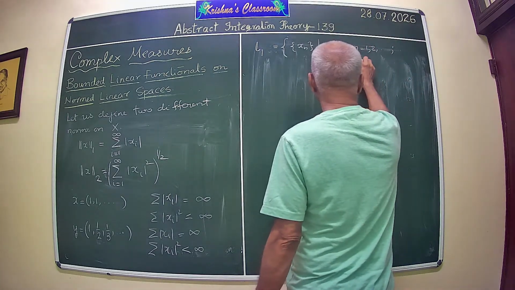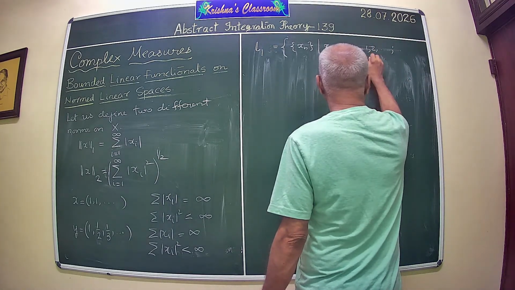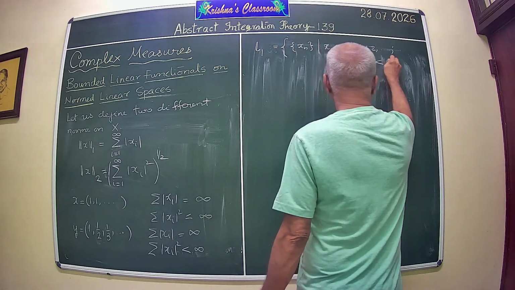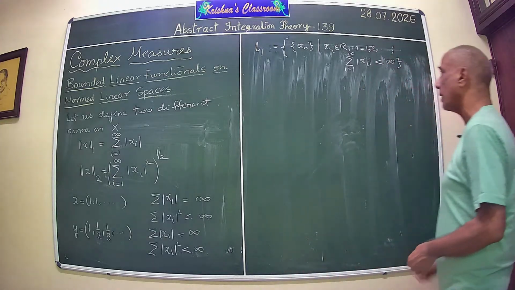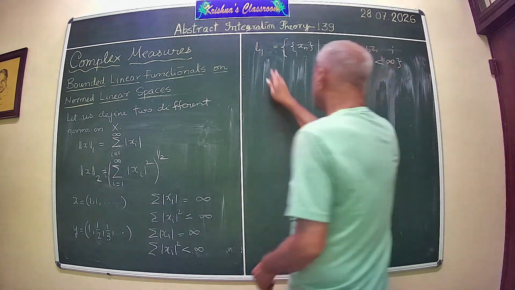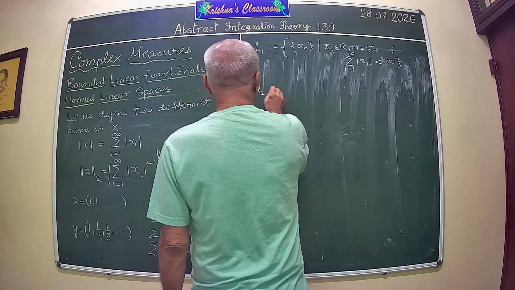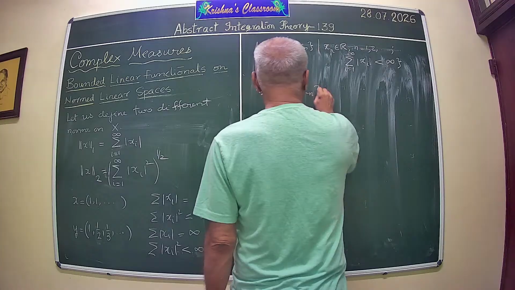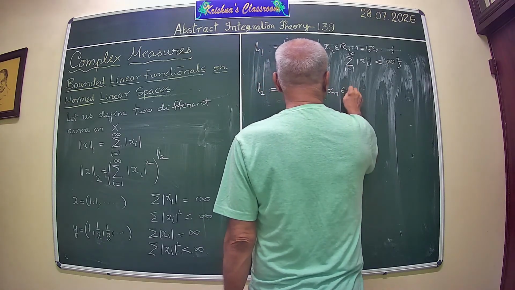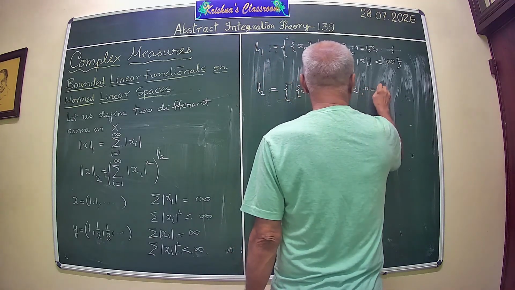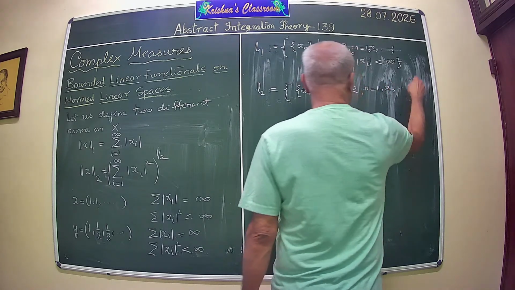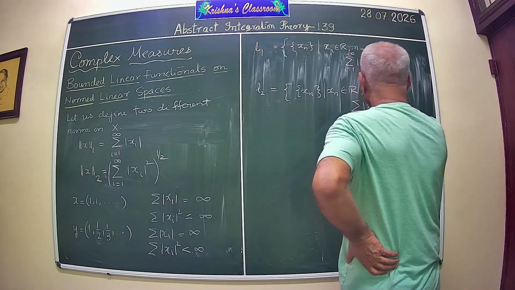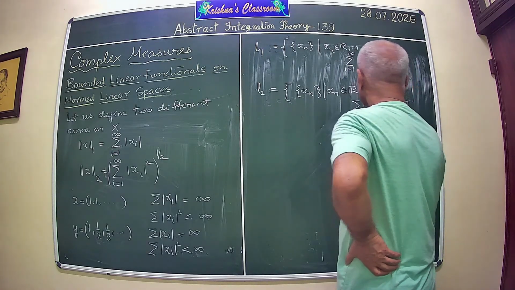And sigma. One can show that this is an infinite dimensional vector space. So also L2 defined by ... etc. and sigma finite.